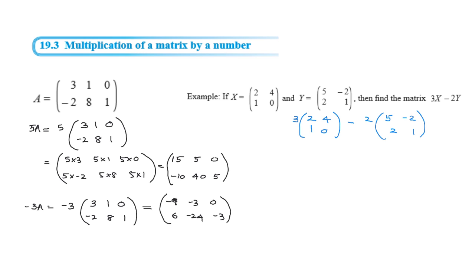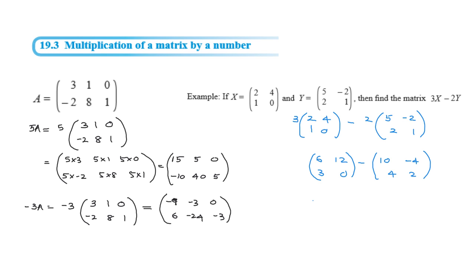We'll do it at once. 3 times 2, 6. 3 times 4, 12. 3 times 1, 3. 3 times 0, 0. You have to multiply all the elements inside here. Then you put minus sign there. 2 into 5, it's 10. 2 into minus 2, minus 4. 2 into 2, 4. 2 into 1, 2. Now you have to subtract there.